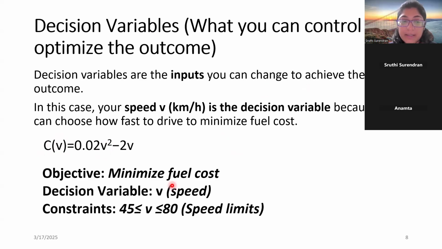So if you look at this problem given by this equation, the cost of the fuel follows an equation 0.02 v square minus 2v, where v is the speed. Then the objective function over here is to minimize the fuel cost, that is, minimize the value of c. The decision variable is the speed v, and the constraint is keeping the speed between 60 and 80, not 45 and 80, 60 and 80. So this is what we call a very general optimization problem.